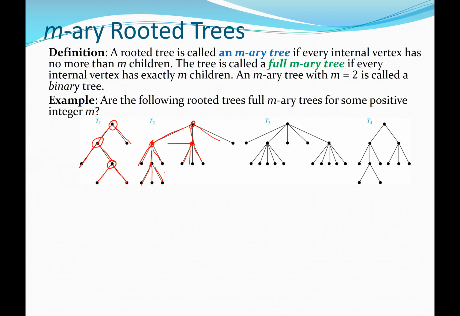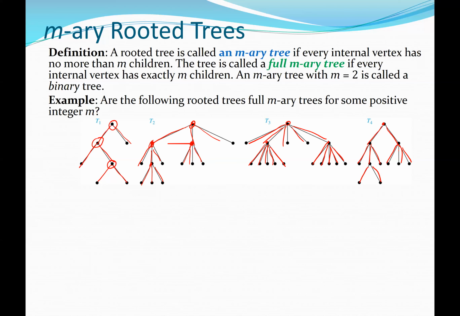So there you go. And then this guy, 1, 2, 3, 4, 5. So this is a full five-array tree. This one here, 1, 1, 2, 1, 2, 3, 1, 2, 3, 1, 2.